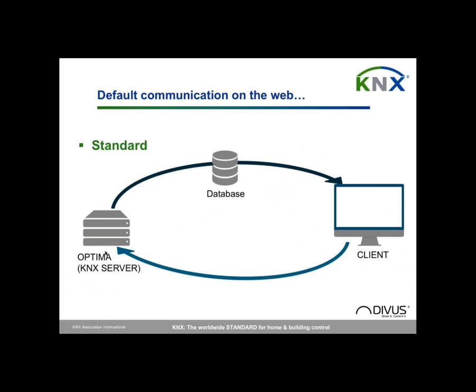How it works? So we have the KNX server on the left side and we have the client on the right side. In the standard port, what we do is we call the Optima server. Optima is the name of the software that Dboot is using, but you can use any KNX server, any visualization server. So you make a call to the server and it consults the database and it provides the information to the client. That's what we do.